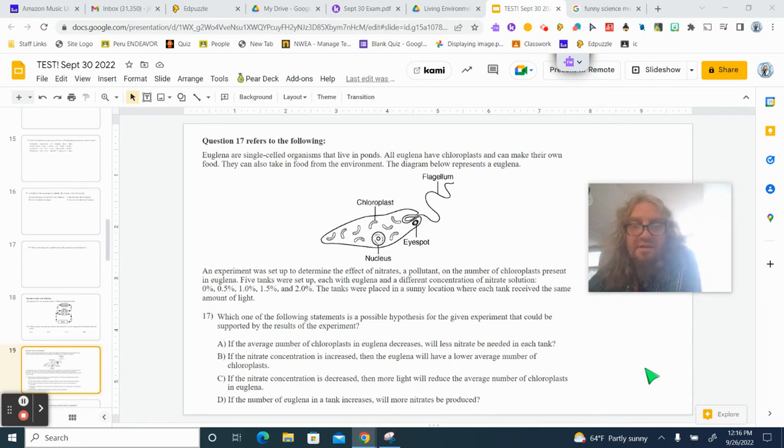Which one of the following statements is a possible hypothesis for the given experiment that could be supported by the results of this experiment? A. If the average number of chloroplasts in euglena decreases, will less nitrate be needed in each tank? B. If the nitrate concentration is increased, then euglena will have lower average number of chloroplasts. C. If the nitrate concentration is decreased, then more light will reduce the average number of chloroplasts in euglena. Or D. If the number of euglena in tank increases, will more nitrates be produced?